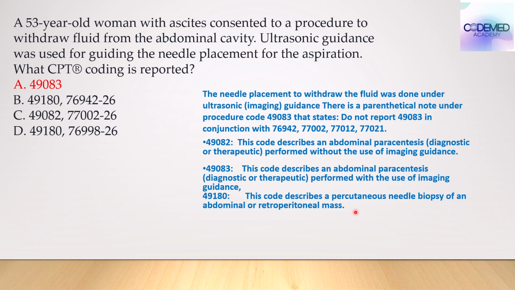49180 describes the percutaneous needle biopsy, which hasn't happened. And 49083 describes the abdominal paracentesis performed with the use of image guidance. Now, when this wording is there in the code, there is no need to use an additional code for the image guidance. And there is a parenthetical note under procedure 49083 that states do not report 49083 in conjunction with this code. So we cannot even take any of this, so the correct answer is 49083.